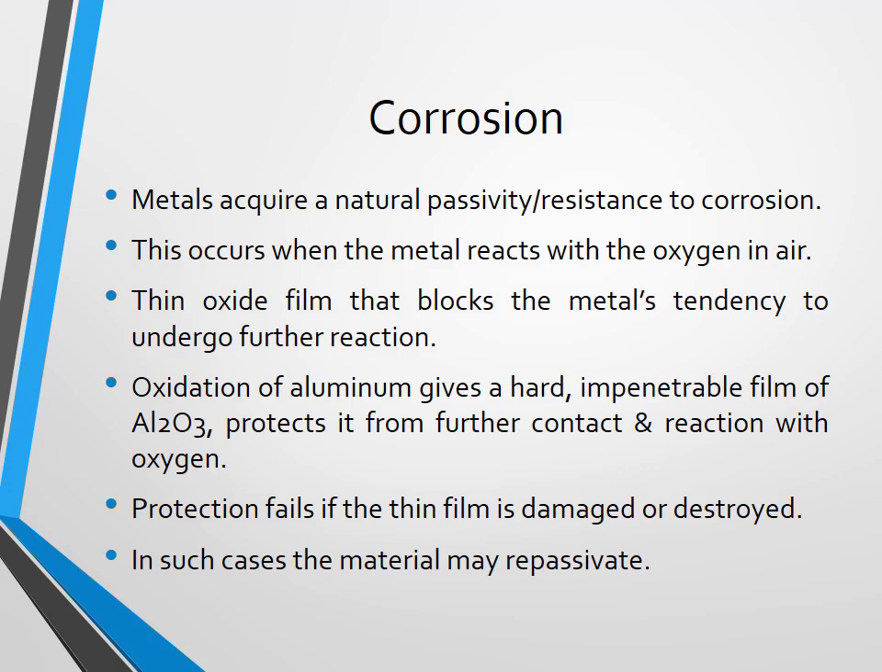This layer prevents the metal from exposure to the environment, and thus in turn it helps to prevent the metal from getting corroded. For example, in the previous animation, we have seen that the aluminium metal or aluminium car does not get corroded due to the formation of this aluminium oxide layer. This layer is highly impenetrable. That's why the metal is not exposed to the environment and lasts long. So see that oxidation of aluminium gives a hard, impenetrable film of aluminium oxide which protects it from further contact and reaction with the oxygen.